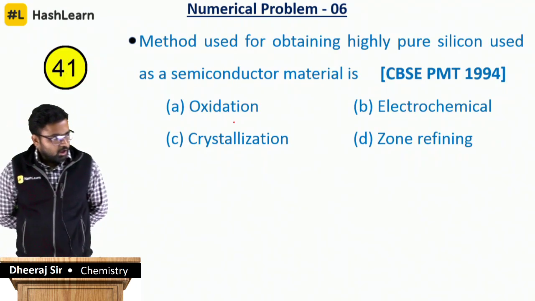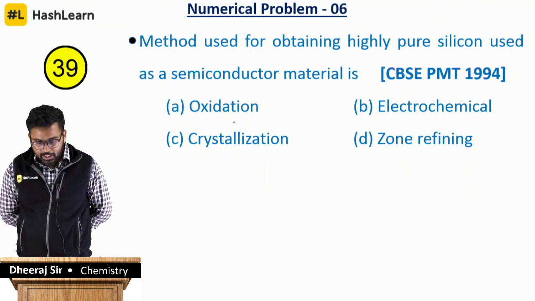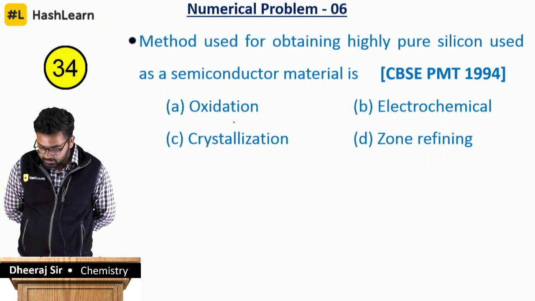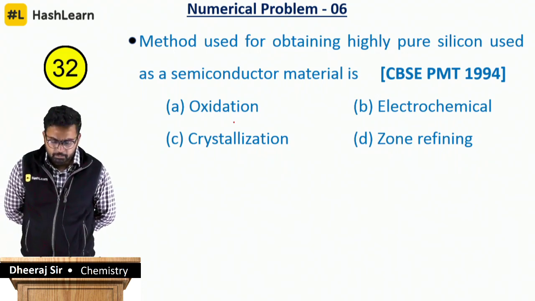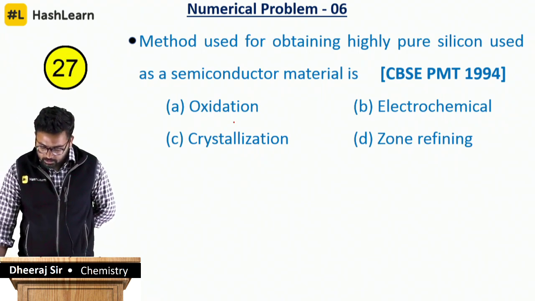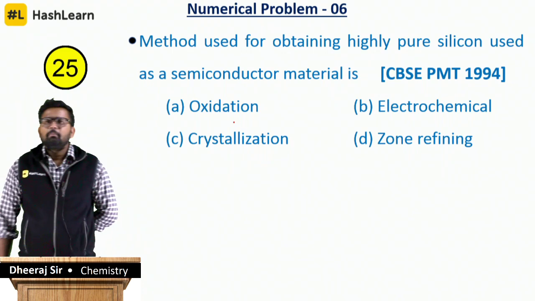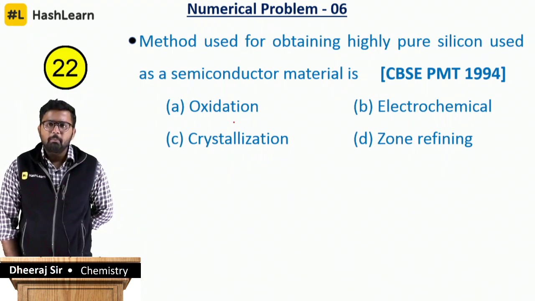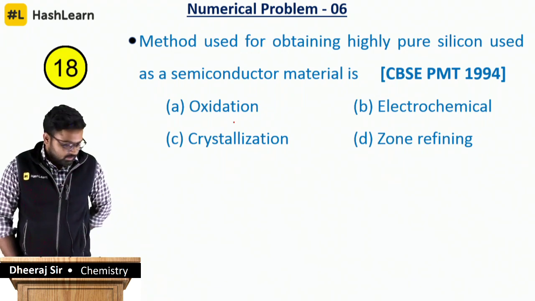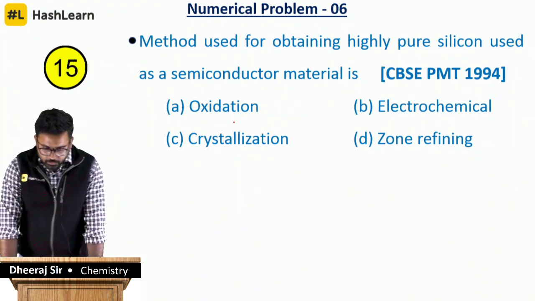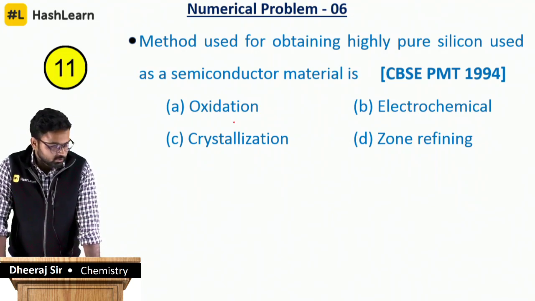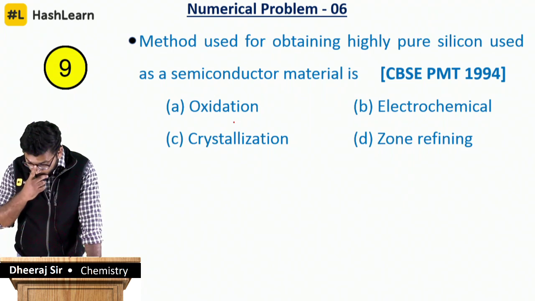Method used for obtaining highly pure silicon, which is used as a semiconductor material, is. So I already gave you an idea about semiconductors. I've told you which method will be used for semiconductors. Metalloid refining process. So which is it going to be? Oxidation, electrochemical, crystallization, zone refining. Which one is it going to be? Quickly. It should not take us too much time.